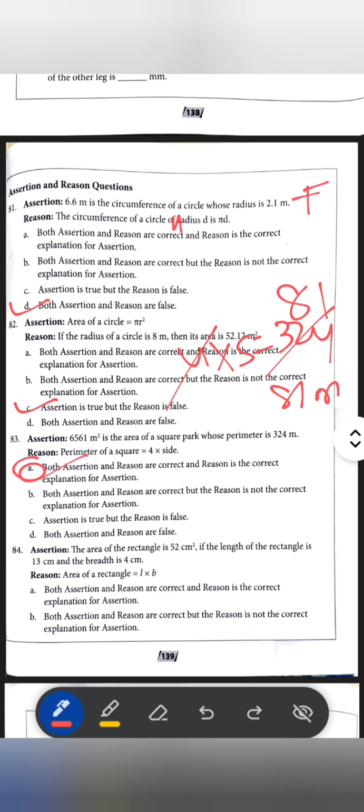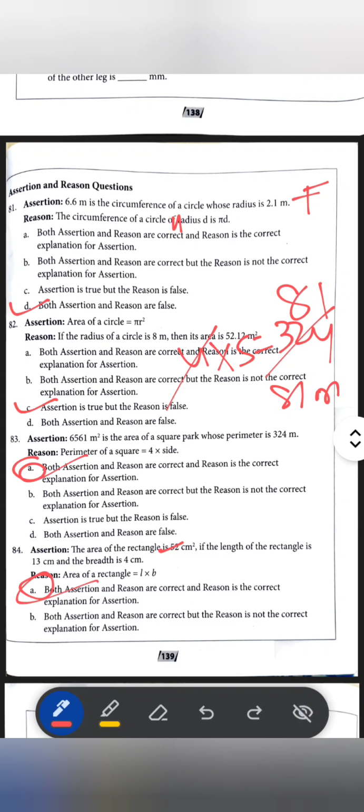Now question number 84. The area of the rectangle is 52 centimeter square. Length of the rectangle is 13 and breadth is equal to 4 centimeters. So that is correct because length into breadth is the area, and 13 fours are 52 centimeter square. And area of the rectangle is equal to length into breadth. So option A is the correct answer.